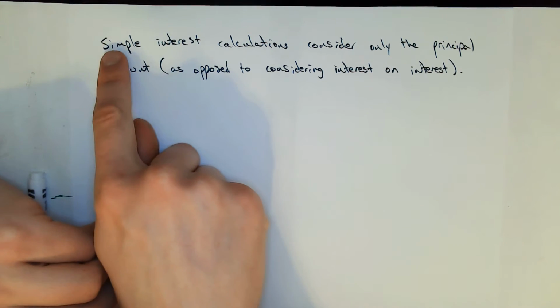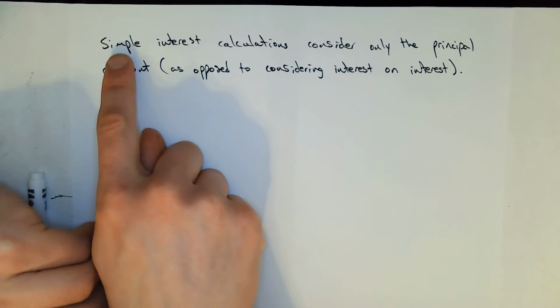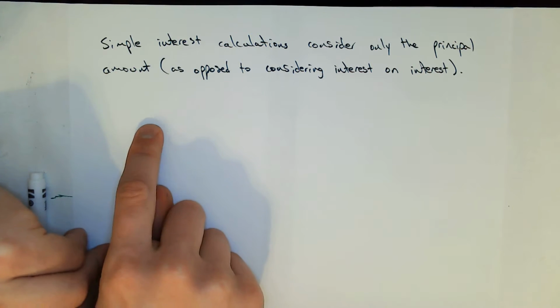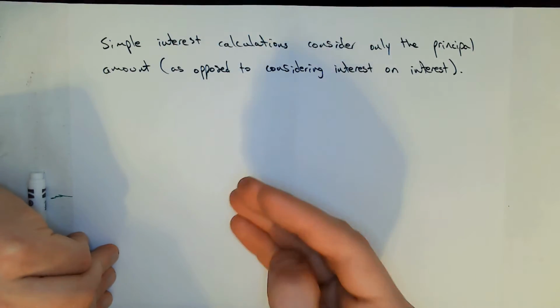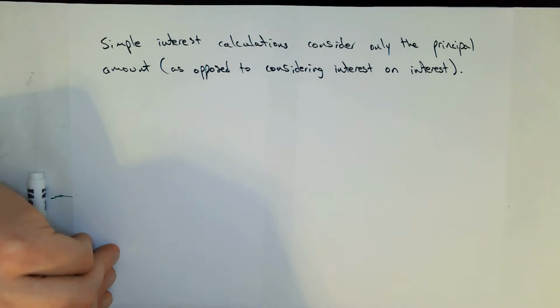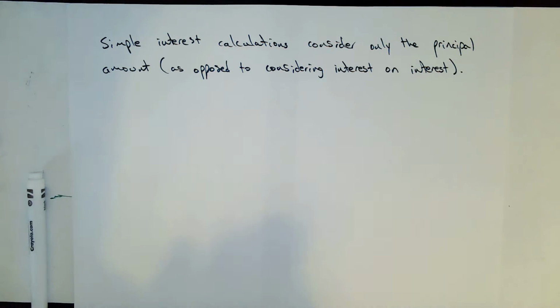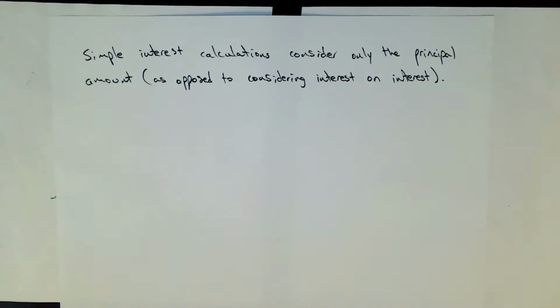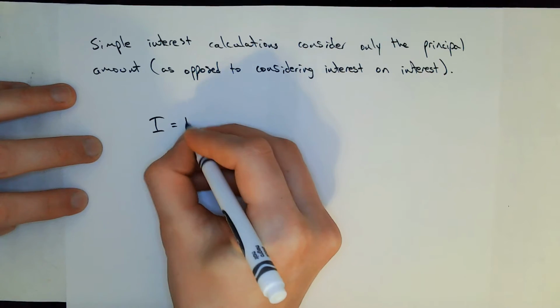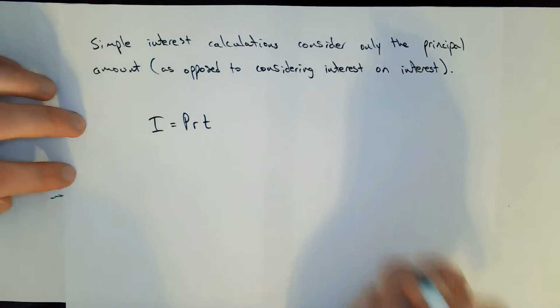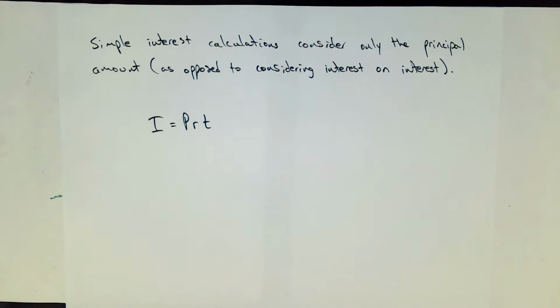But for now, the only reason I'm pointing this out is so you understand why the kind of interest that we're about to talk about is called simple interest. Simple interest does not stack interest on like that. Simple interest calculations are only based off of that initial amount. And the formula for it is I for interest equals PRT, where P is the principal, R is the APR, the annual percentage rate, and T is time.